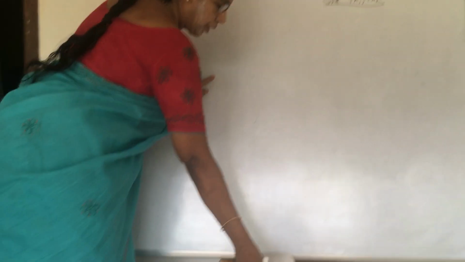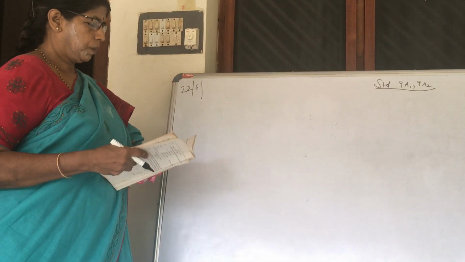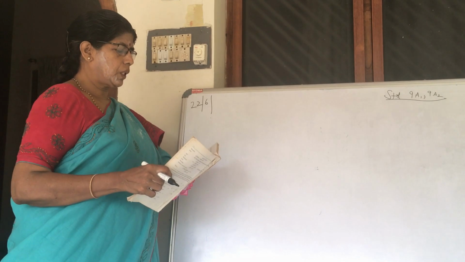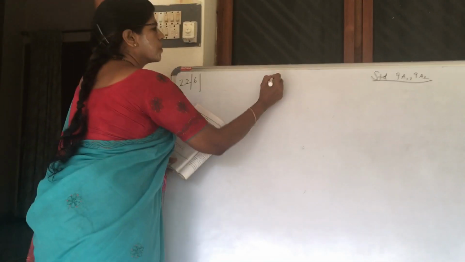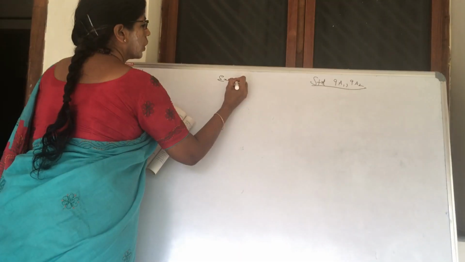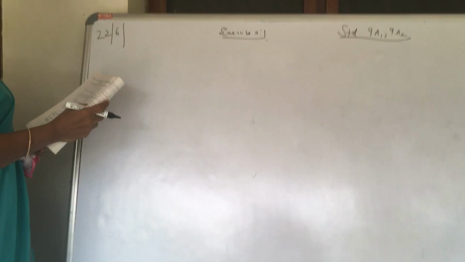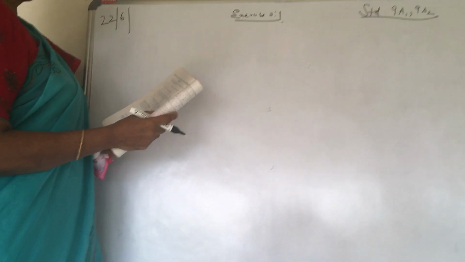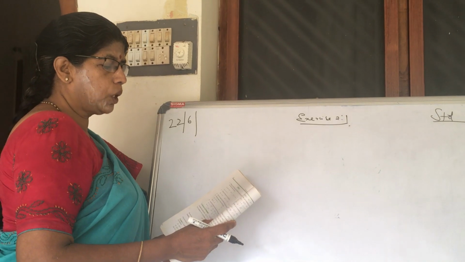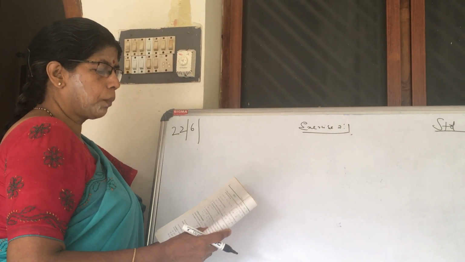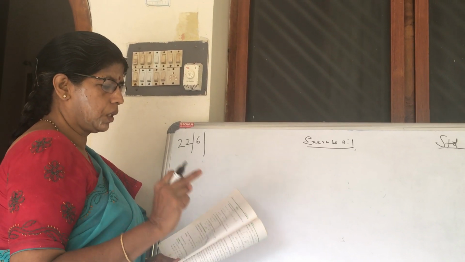In today's class, children, we shall solve the questions in exercise 2.1. Open your textbooks to page number 32, exercise 2.1. Yes, children, have you all opened your books? The question is, which of the following expressions are polynomials in one variable and which are not? State reasons for your answer.